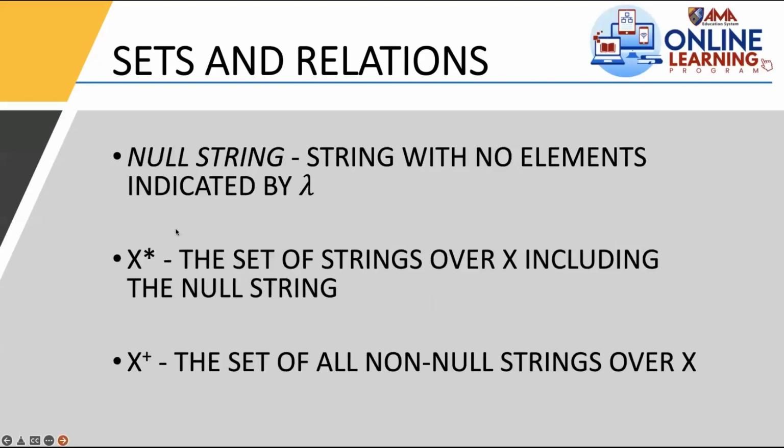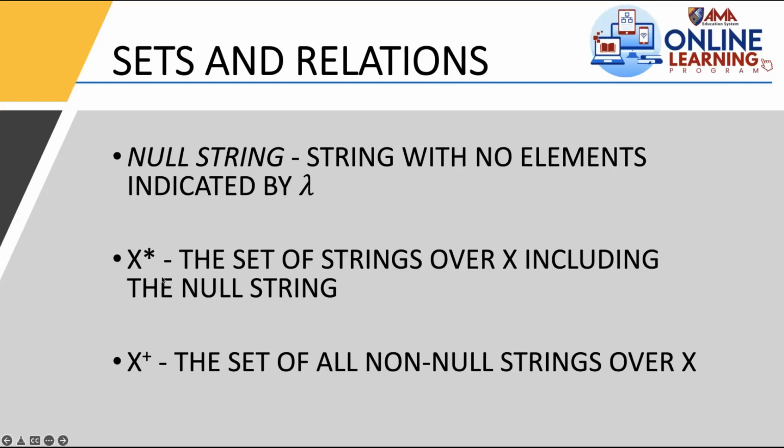A string with no elements is indicated by lambda. So instead of the null set, which we indicate by braces with no elements, this one, since it's a different context, it's in computer science, we do not use a grouping symbol. In algebra, when we say null set, we use the grouping symbol, the braces. But here, class, since it's in a computer science context, we use a Greek letter. We call it lambda. So if you see this, it's the null string.